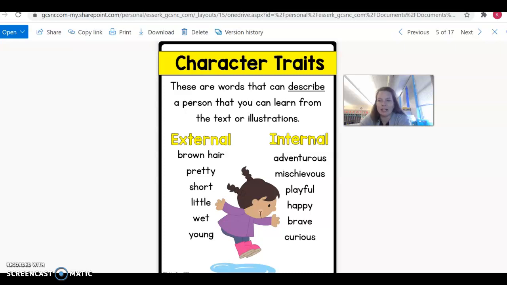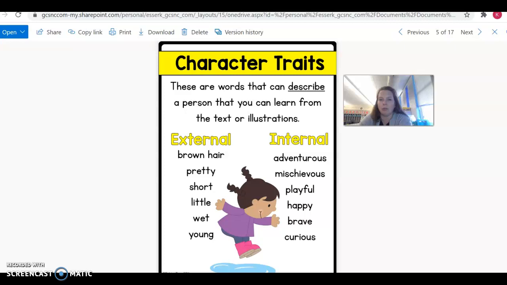Hey scholars, in this lesson we are going to begin our unit on character traits. So this is lesson 1, and in this lesson you will be able to understand what a character trait is, read a short passage, and decide on a trait that represents that person in the story.